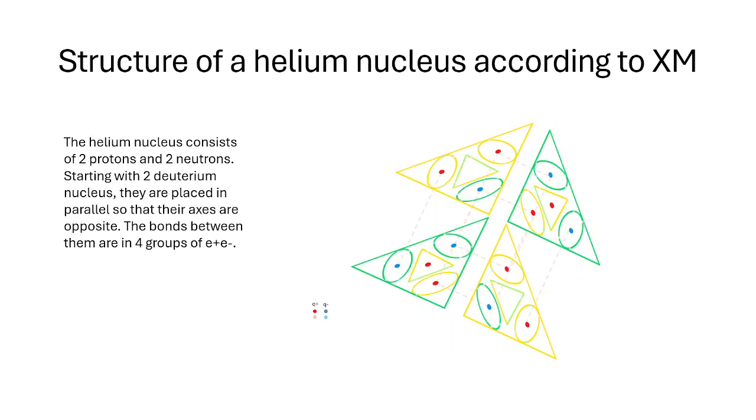Structure of a helium nucleus according to XM. The helium nucleus consists of three protons and three neutrons. Starting with two deuterium nuclei, they are placed in parallel so that their axes are opposite. The bonds between them are in four groups of E plus E minus.